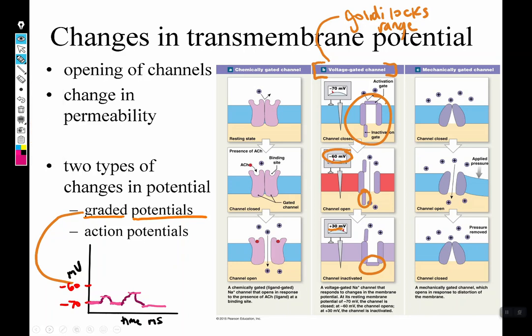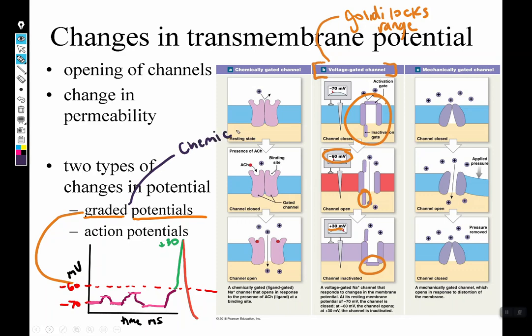That's what graded means. They can vary in their intensity. If we get one that goes to -60 though, because that's our threshold voltage, then we're going to go up to +30, and then back down to about -90.